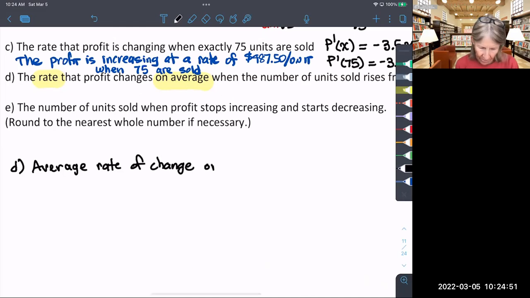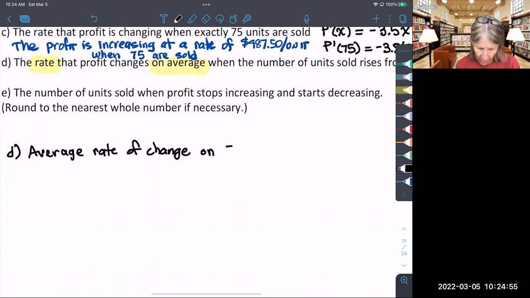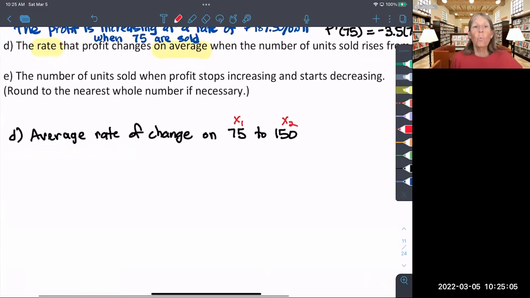And so we're going to get the average rate of change on, let's see, 75 to 150. So from X is 75 to X is 150. So this is like the first X value and the second X value. So we're just needing a slope. Okay, so remember slope, y minus y over x minus x.